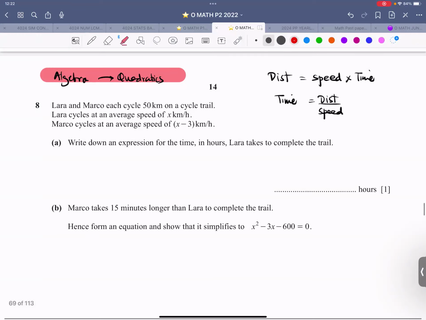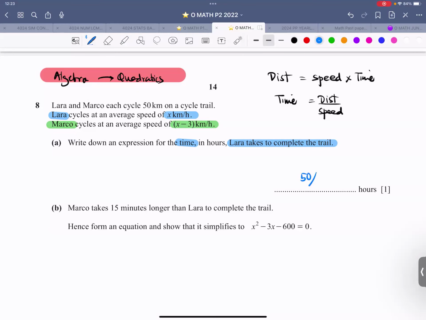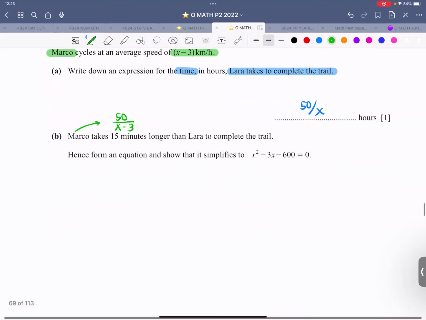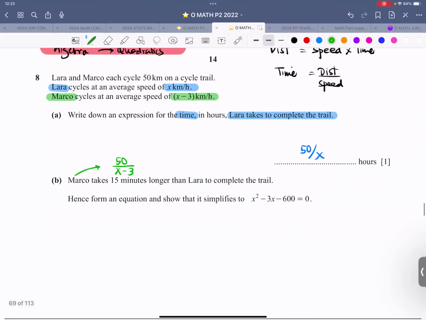So for Lara, she cycles at an average speed of x kilometers per hour. And then there is Marco. He cycles at an average speed of x minus 3 kilometers per hour. Write down an expression for the time in hours Lara takes to complete the trail. That's very basic. That is 50 divided by x. Similarly, for Marco, the time taken would be 50 over x minus 3. Now, Marco takes 15 minutes longer. Why? Because Marco is slower.